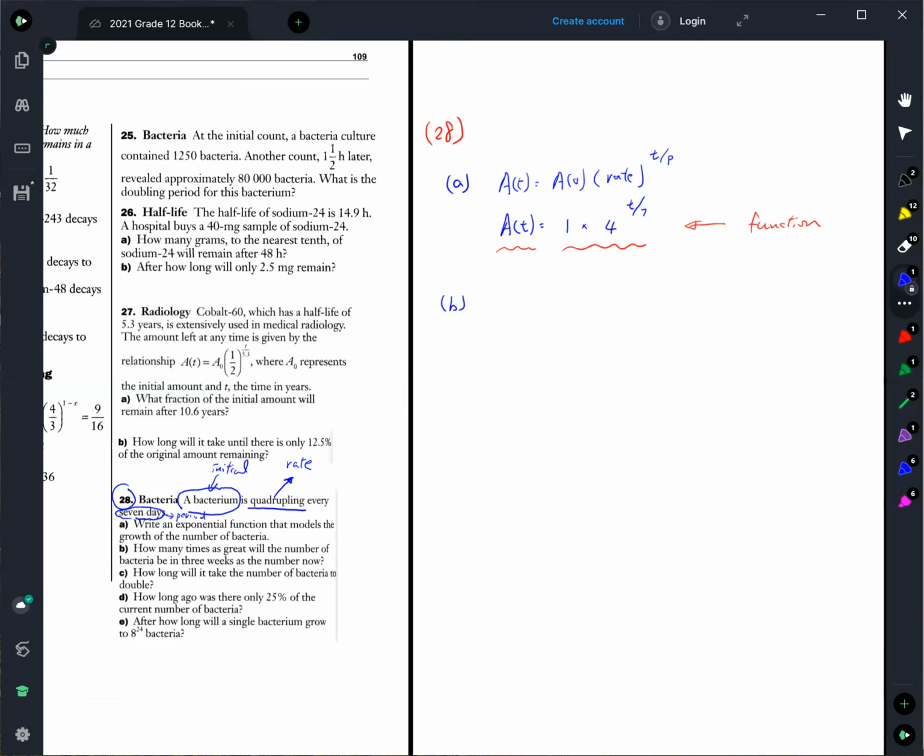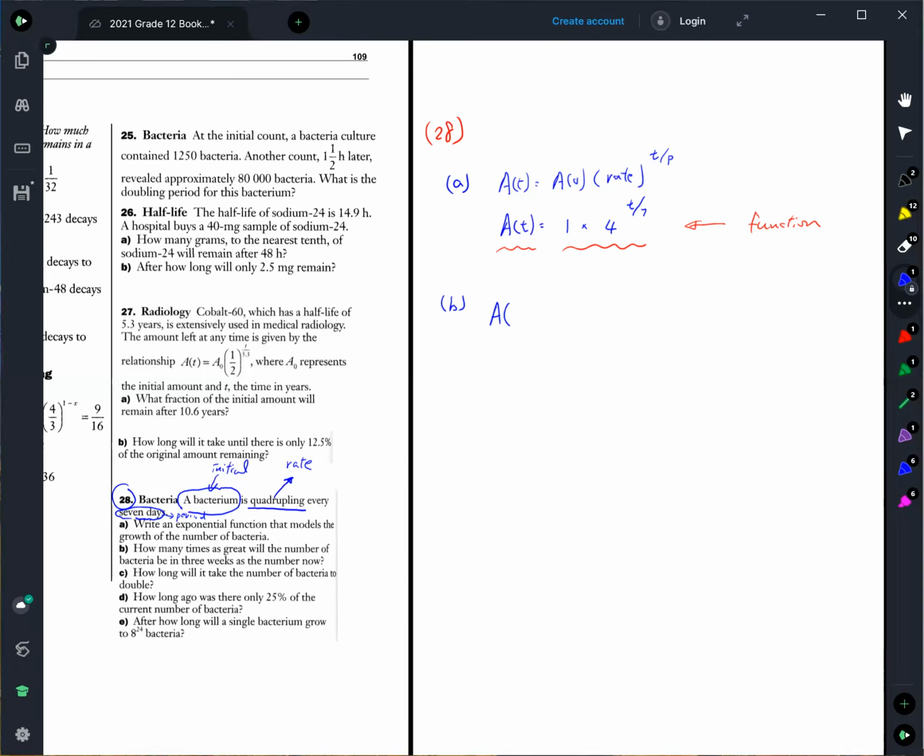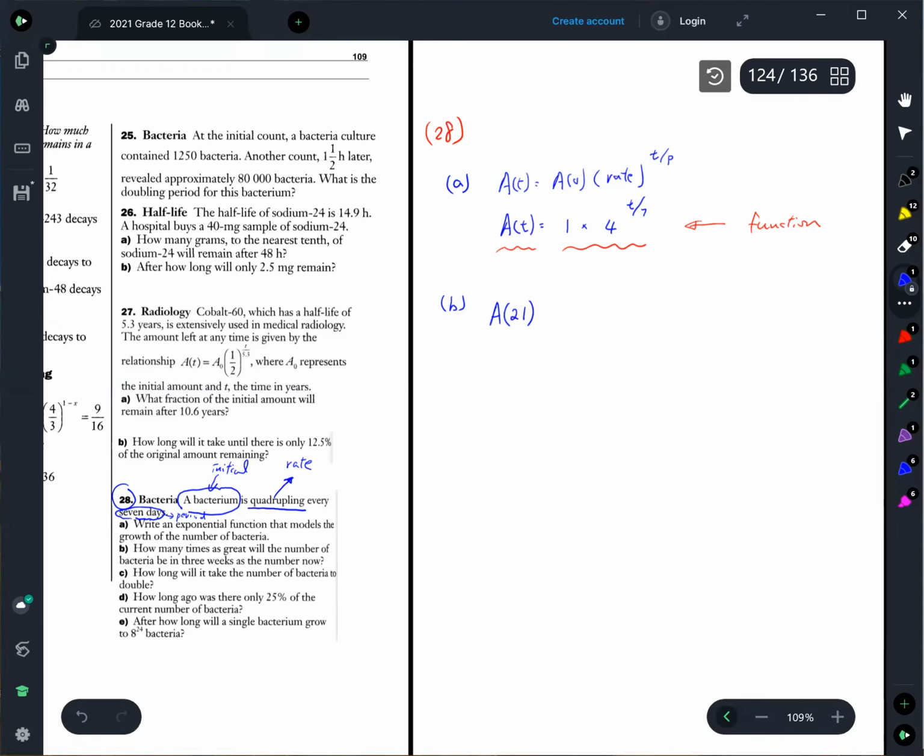Okay, so question B is asking if it's 3 weeks from now, right? Compared to the number now. Number now is 1, right? So you want to find out 3 weeks later. So if it's 3 weeks, Jocelyn, if 3 weeks, how many days is that? Jocelyn, 3 weeks is the same as how many days? Days. Yep. Okay, so the T, you will be putting 21, okay?